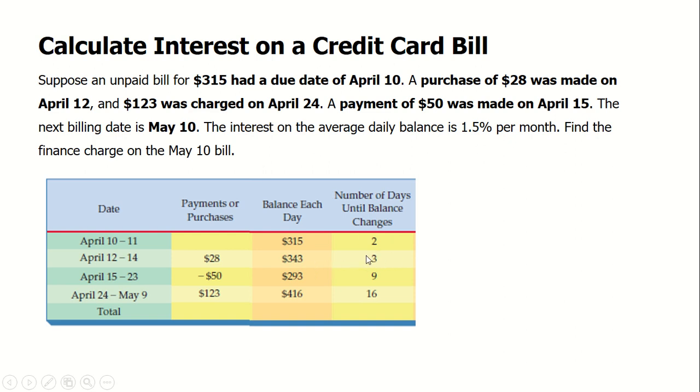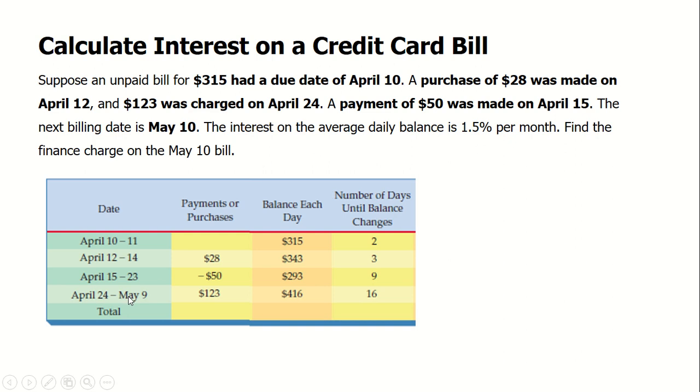Here, on the second column for the number of days, 12, 13, 14, so 3 days before it changes. 15, 16, 17, and so on until 23, it's 9 days. So if you want to compute for this, 23 minus 15 would be 8. You add plus 1. Okay? So you would get 9.